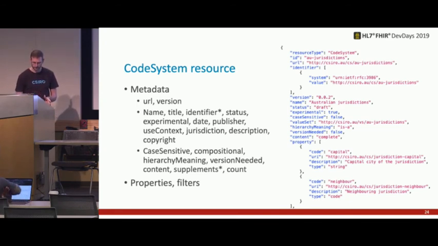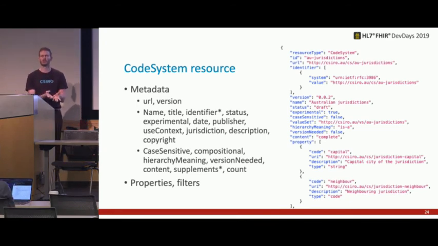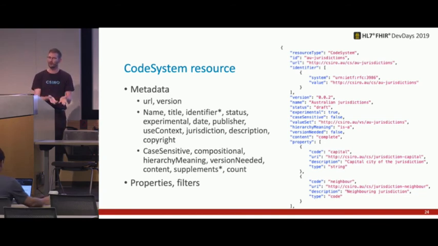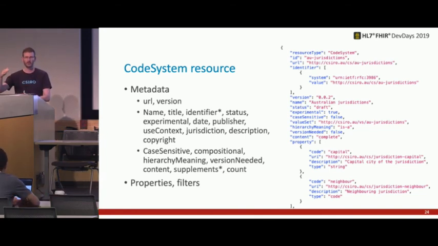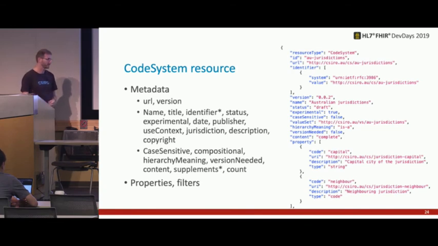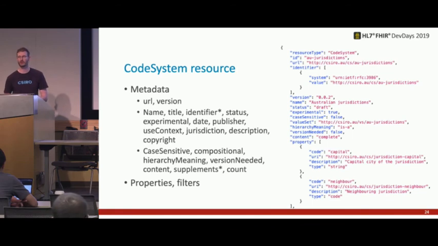Content tells you whether the server has all of the codes in the code system, or some of the codes, or currently doesn't have the codes and is just showing you the metadata. Supplements is a very complex part of code systems that is still kind of shaking out. I won't cover them today, but if you're interested in code system supplements, please come and see me afterwards. And then count, which is the number of codes that are in the resource.